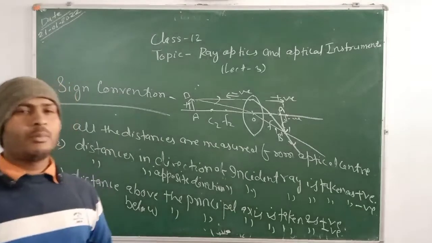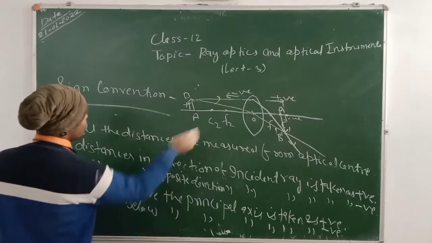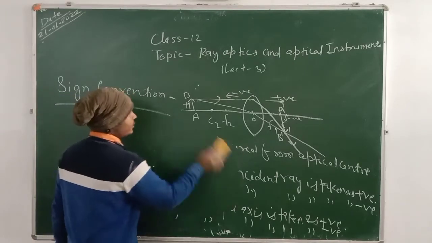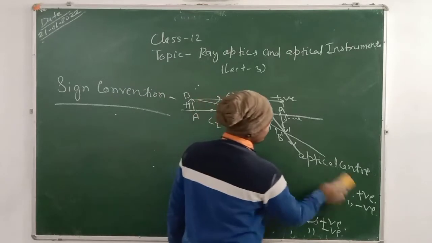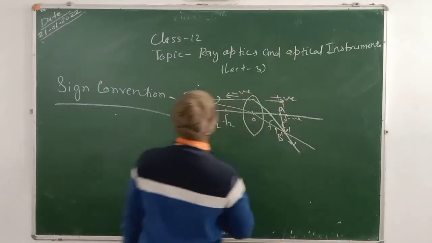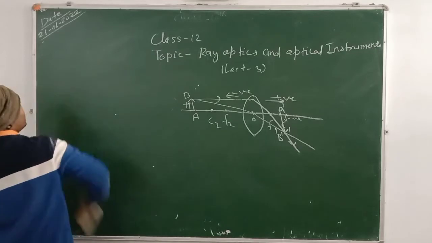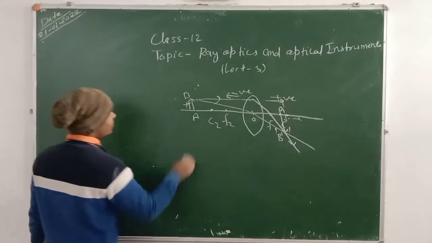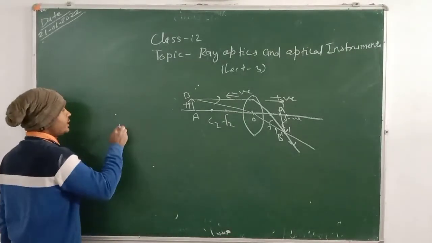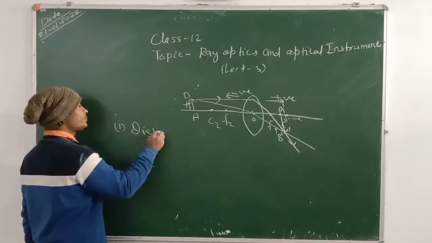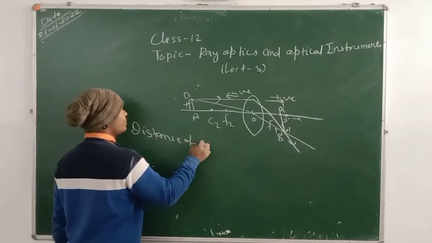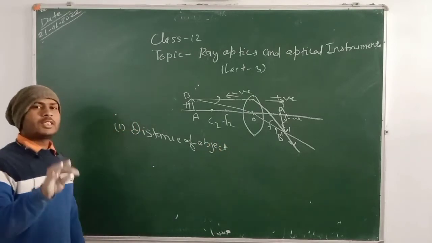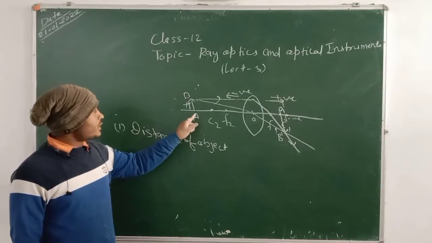Now let us suppose I am applying the sign convention for this lens, which is your convex lens, biconvex lens. Look, in this case, I am applying the sign convention for this lens. So one is distance of object. What will be distance of object? Where is object kept in this case?